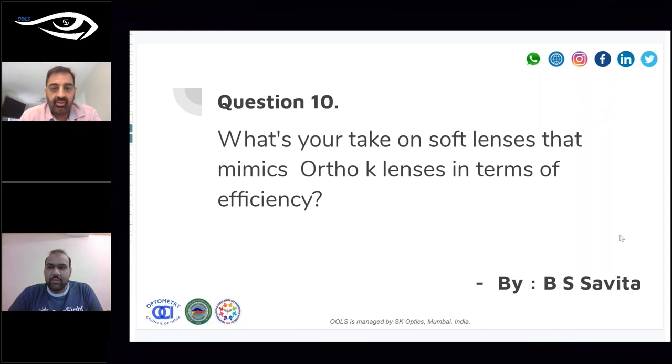There's one more question about the correction time. As per your experience, how much time will it take to correct about 2 diopters of myopia? Just a rough estimate. Overnight. You should be able to do it now with the modern design of lenses. It should not be a problem.